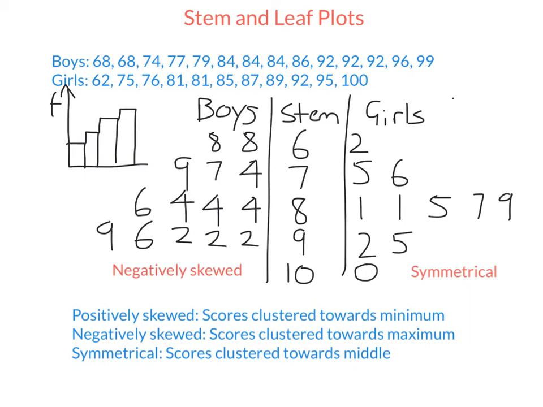For girls, what's happening is there was just one score in the 60s, 2 in the 70s, and then there were heaps. There were 5 in the 80s, back to 2 in the 90s, and 1 score of 100. So you can see that the shape of this is symmetrical. The highest frequency, the highest bar, occurs in the middle.